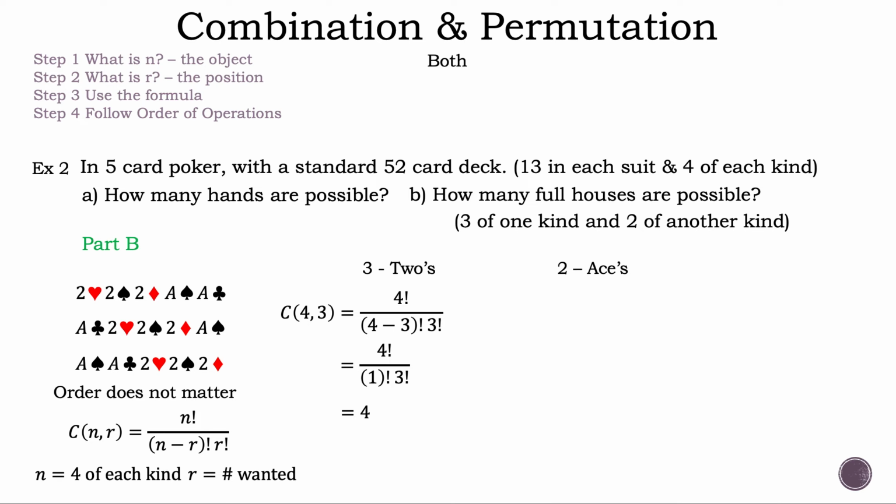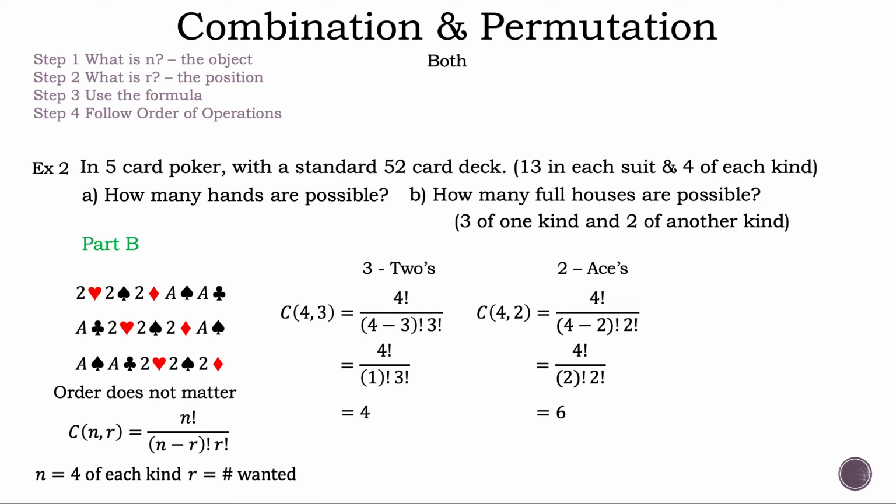Now, we have to do that with the aces. What do we think we're going to put into the combination? That is correct, 4 choose 2. So now we have 4 choose 2 is equal to 4 factorial all over the quantity of 4 minus 2 factorial times 2 factorial, and 4 minus 2 is 2. So now we have 4 factorial all over 2 factorial times 2 factorial. Let's use the calculator, or we could simplify, and our result is 6.